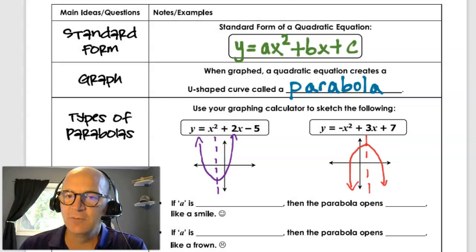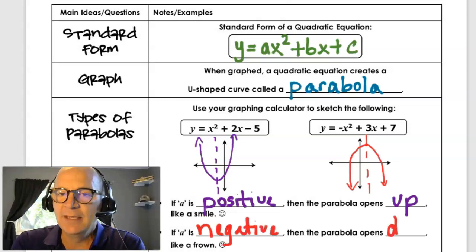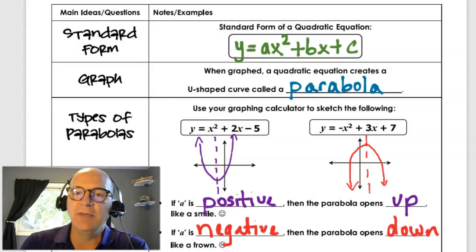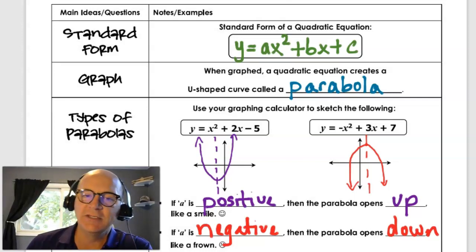And so that positive 1. Notice that because that A is positive, it opens up. And you'll also notice that in the second equation, that one opens down, and the reason it opens down is that the A is -1. And so since the A is negative, it opens down.